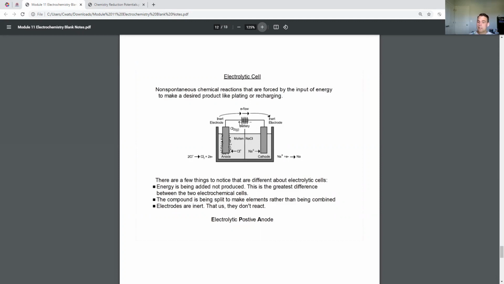There are a few things to notice that are different about electrolytic cells. Energy is being added. That's the biggest difference. It's not being produced, it's being added. The compound is being split to make elements rather than being combined. And then the electrodes are inert. So electrolytic cells are used for things like plating or recharging other things.